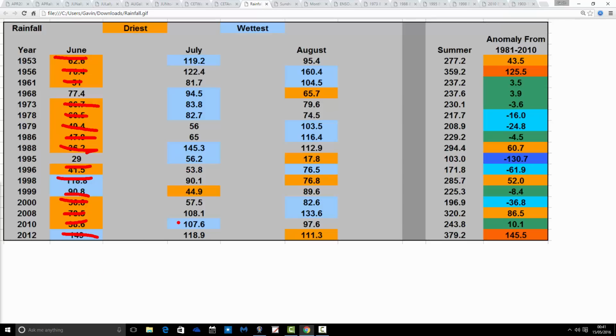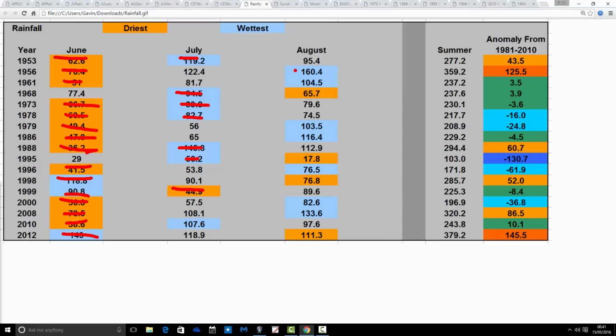If we move over into the July and August categories, you see July more often than not is coming out as the wettest of the summer months. We've got 1, 2, 3, 4, 5, 6 there that are coming out as the wettest of the summer months, with just one, 1999, that comes out as the driest.